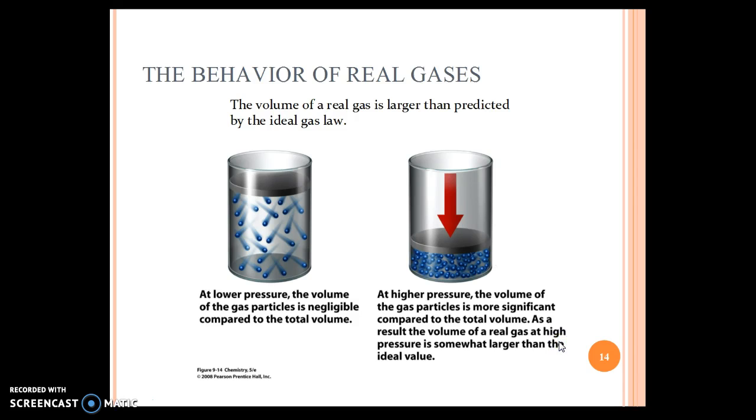Now, real gases don't behave quite like ideal gases. The volume of a real gas is larger than predicted by the ideal gas law. Why is that? Well, the molecules have a volume. At lower pressure, it really doesn't matter because the volume of the gas particles is truly negligible compared to the total volume. But when we increase the pressure, the volume of the gas particles becomes a more significant part of the total volume. So the volume of a real gas at high pressure is larger than what we would have predicted from the ideal gas law.